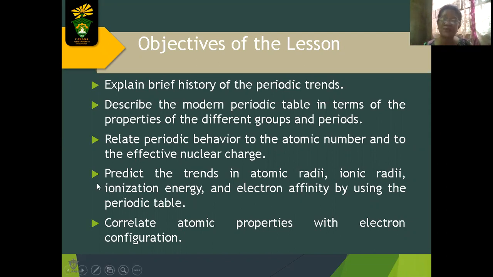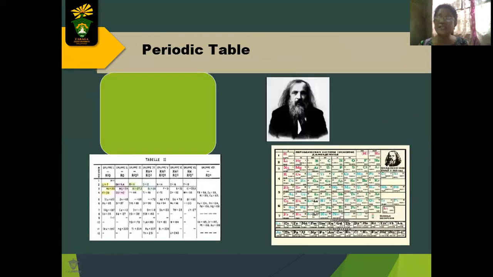Then we will also describe what ionization energy is and what electron affinity is, in terms of their characteristics in these trends of the elements in the periodic table. And the last one, we will correlate that to electronic configuration. So these are the things that we are going to describe in this chapter.